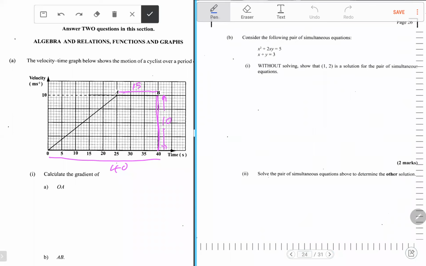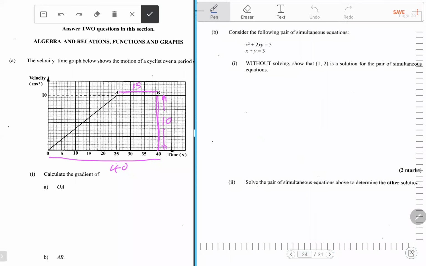All right, so part B now says consider a pair of simultaneous equations. This one is a curve. You can see it's a curve because of the square term and the xy term. This one is a line because it can be written in the form y equals mx plus c. x plus y equals 3 is a line. It says without solving, show that (1, 2) is a solution to the pair.